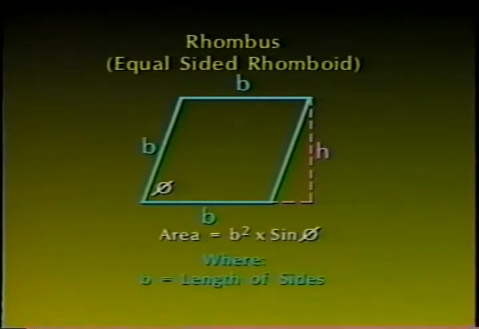This graphic shows a parallelogram or rhomboid with all sides of equal length. This figure is a sketch of a rhombus. Its area is computed from the formula area equals B squared times sine theta, letting B equal the length of the sides.